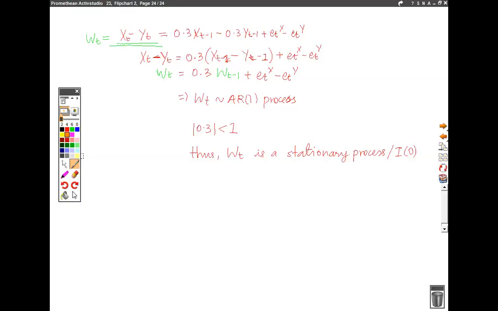If it's more than one, will it be stationary? Can you say that again, Sahil? What if the value is more than 1? Will it be stationary? Like if it wasn't 0.3. It wouldn't be stationary, right? It wouldn't be stationary. Cool.